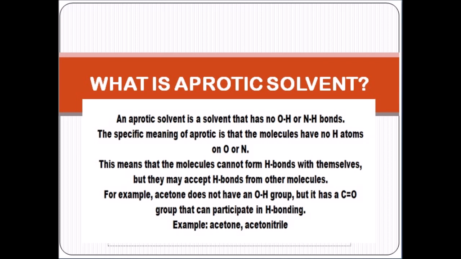Let's relearn that definition. An aprotic solvent is a solvent that has no OH or NH bonds. The specific meaning of aprotic is that the molecules have no hydrogen atoms on oxygen or nitrogen. This means that the molecules cannot form hydrogen bonds with themselves, but they may accept hydrogen bonds from other molecules. For example, acetone does not have an OH group, but it has a C double bond O, that is a carbonyl group, that can participate in hydrogen bonding.